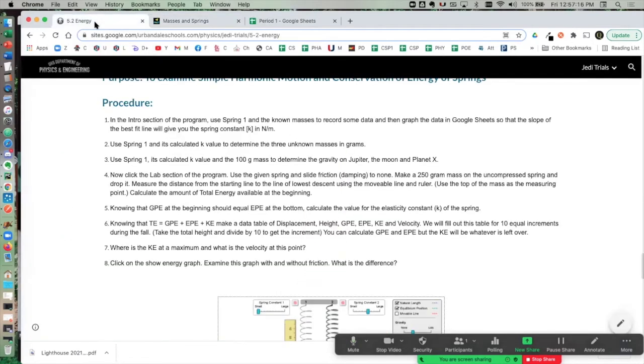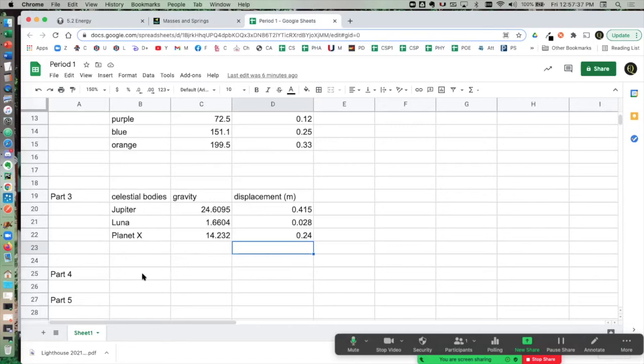All right. So what else we got in part 4 here? Let's see. Measure the distance from the starting line to the line of lowest descent using the movable line and ruler. Use the top of the mass as the measuring point. We're actually using the little end of the hook. Calculate the amount of total energy available at the beginning. That's part 4. Okay, so that's pretty easy.